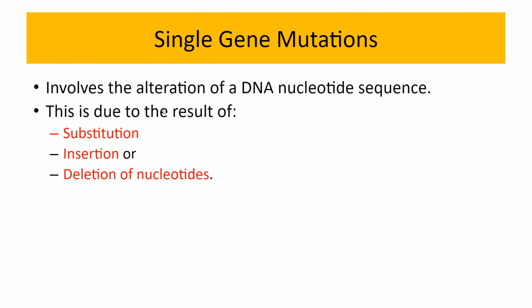And this can be due to one of these three things. So there's substitution mutations, insertion, or deletion mutations. So a substitution, insertion, deletion of nucleotides. We're going to look at each of these individually and think about what they are, and why they can have a significant impact on protein being produced.